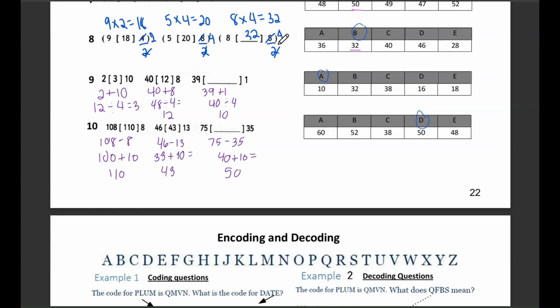This one is tricky. First, divide the number on the right by 2, and then multiply the result by the number on the left. So 4 divided by 2 is 2, times 9 is 18. 8 divided by 2 is 4, times 5 is 20. So 8 divided by 2 is 4, times 8 is 32.